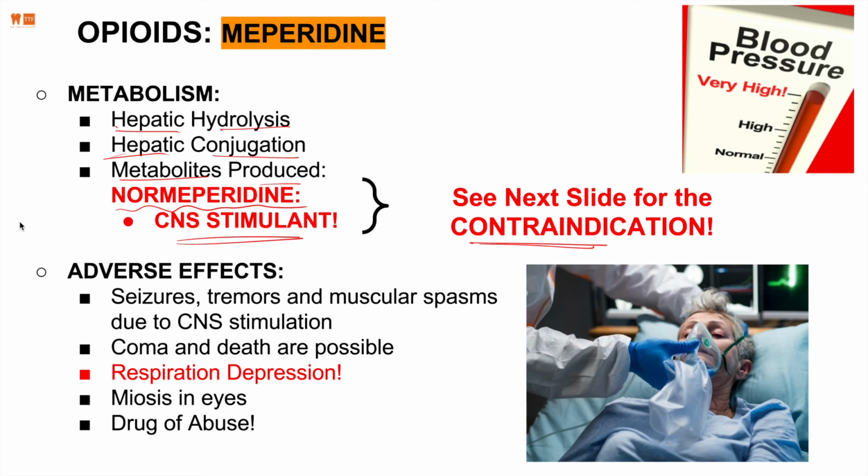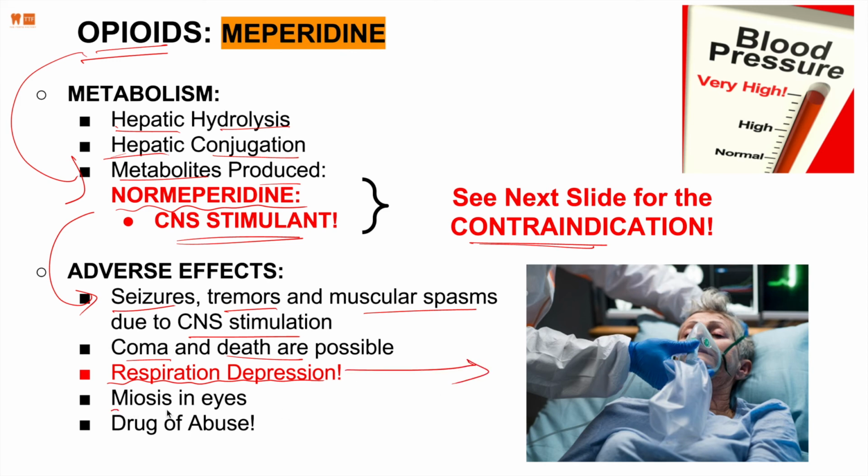If we want CNS depression as a function of opioids, then how come normeperidine causes CNS stimulation? It's completely opposite, right? So very dangerous. Adverse effects are seizures, tremors, muscular spasms due to CNS stimulation. That's right here. Coma and death are possible and it also causes respiratory depression as one of its major side effects. Miosis, pupil constriction, and it is a drug of abuse because of the effects that it has.